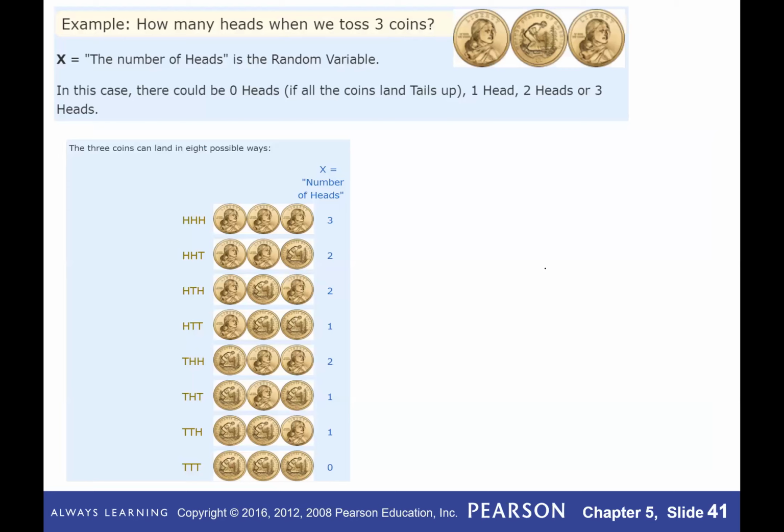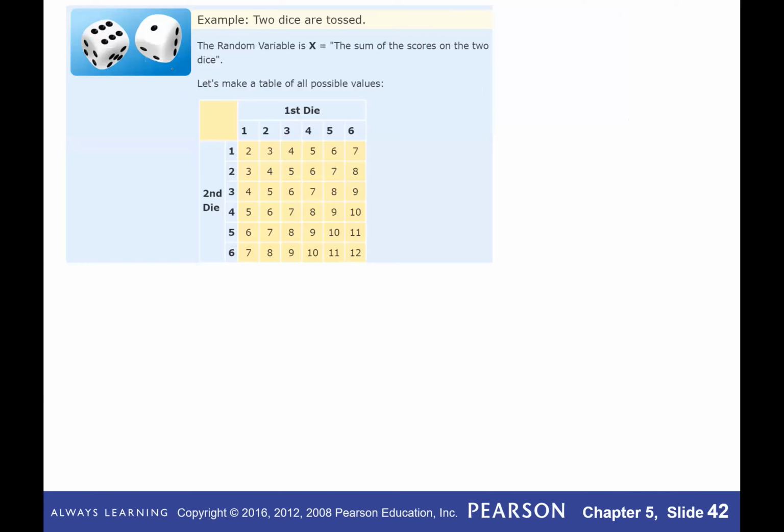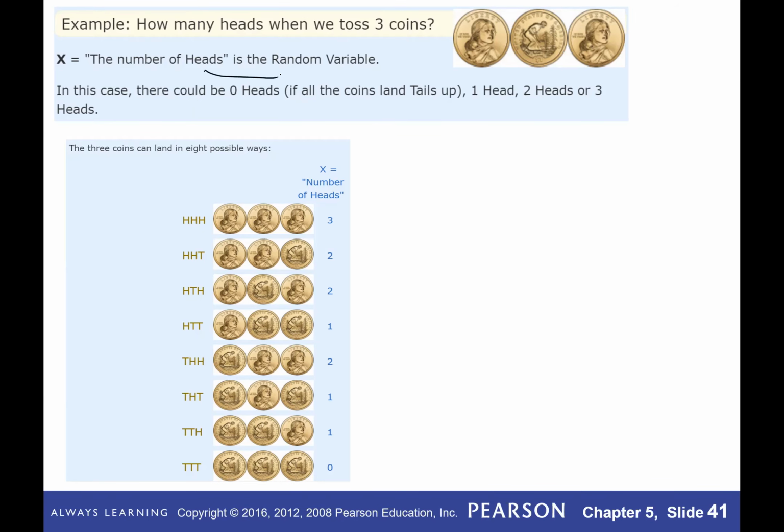So here we have an example. And this example is how many heads we get when we toss 3 coins. So we have 3 coins. How many heads will we have when we toss 3 coins? X is the number of heads, and this is the random variable. So here the random variable is X, which is the number of heads.